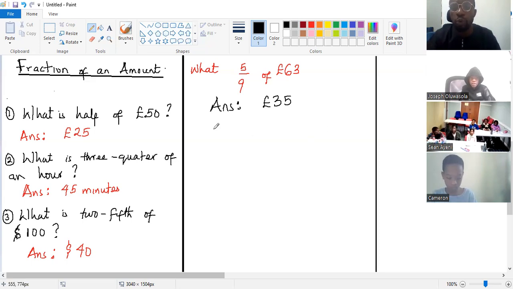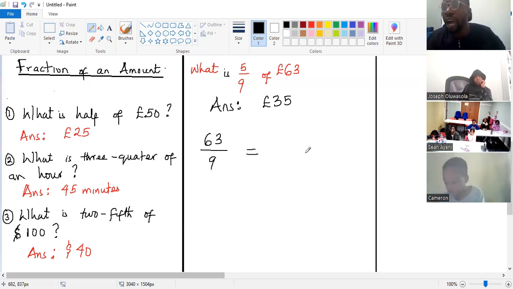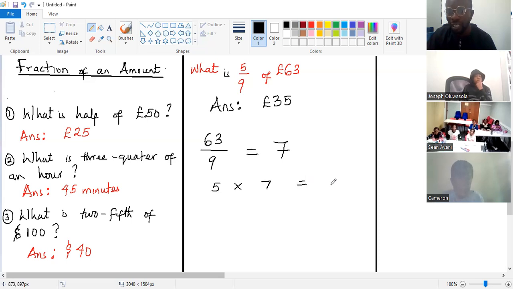Sit properly. Sit like Tahara is sitting. Good. Now, what should we have done? What is 63 divided by 9? On the 9 times table, how many times do we have 63? Yes, Jojo. 7 times. So we've got 5 times 7 now is 35 pounds. So the answer is 35 pounds.